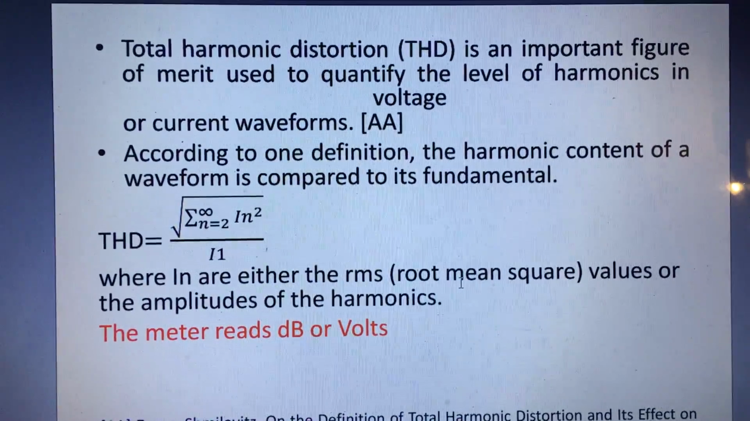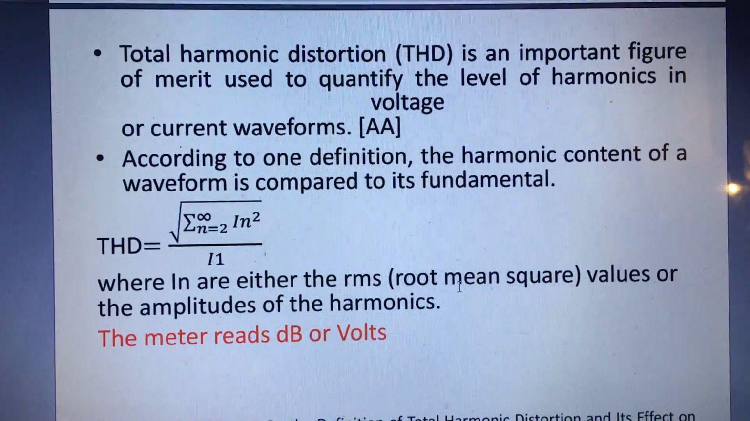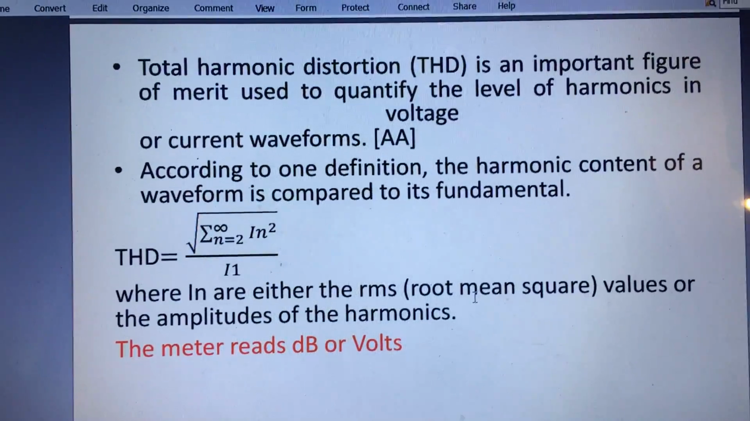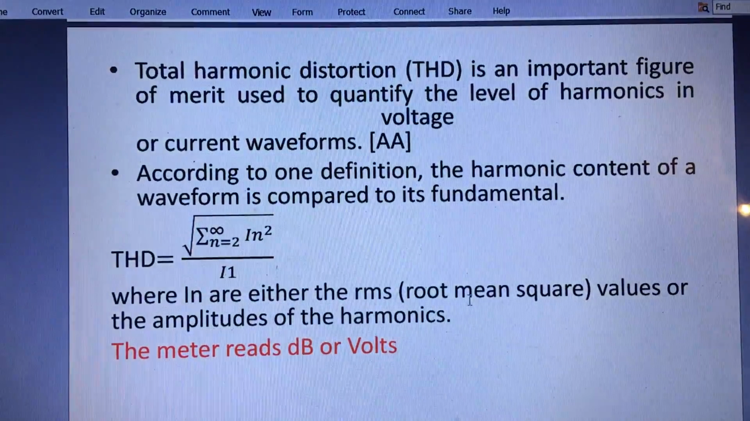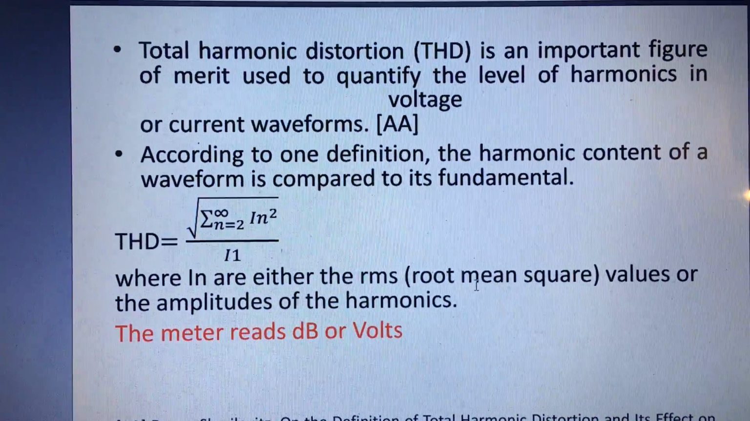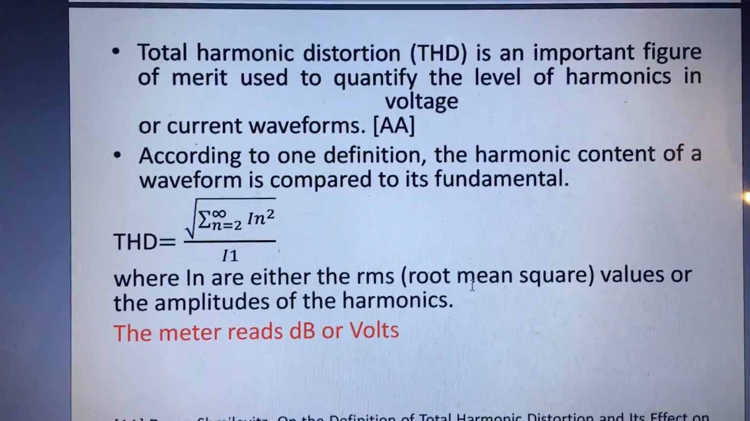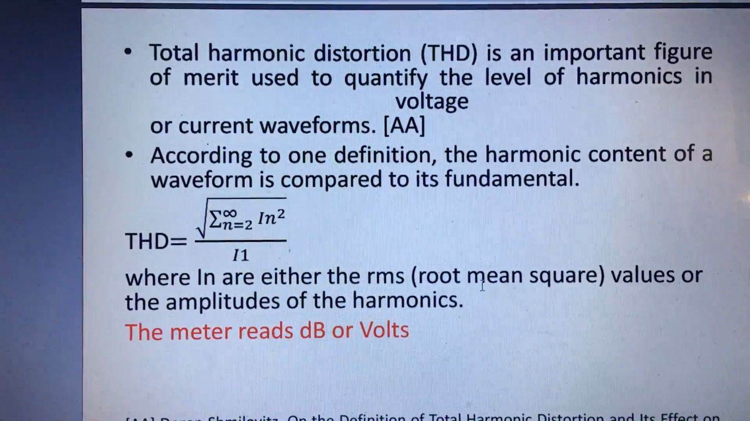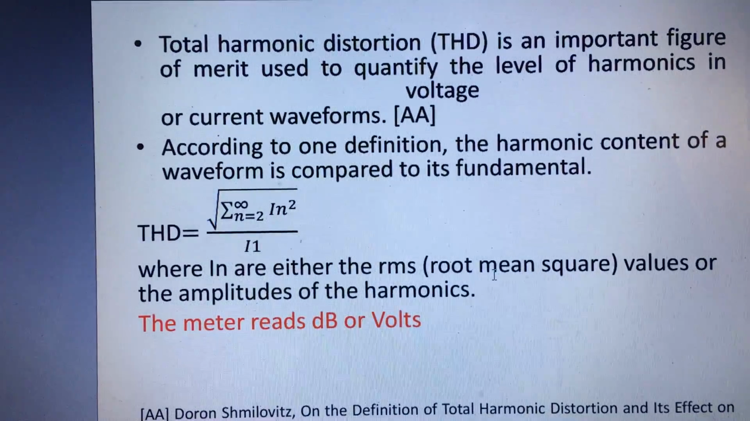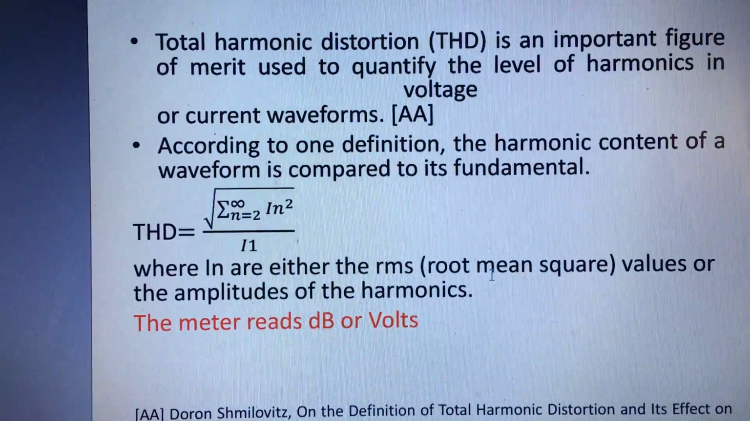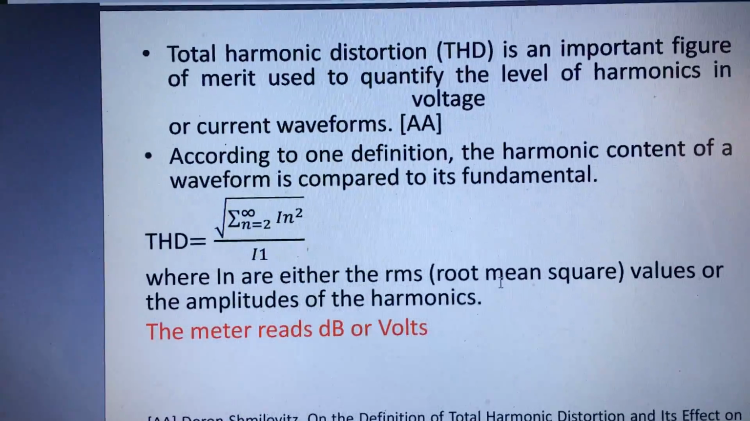We know the fundamental waveform and its harmonics. So THD is a kind of instrument. Total harmonic distortion meter is a kind of instrument that will measure the total harmonic distortion in either voltage or current. According to one definition, the harmonic content of a waveform is compared to its fundamental.